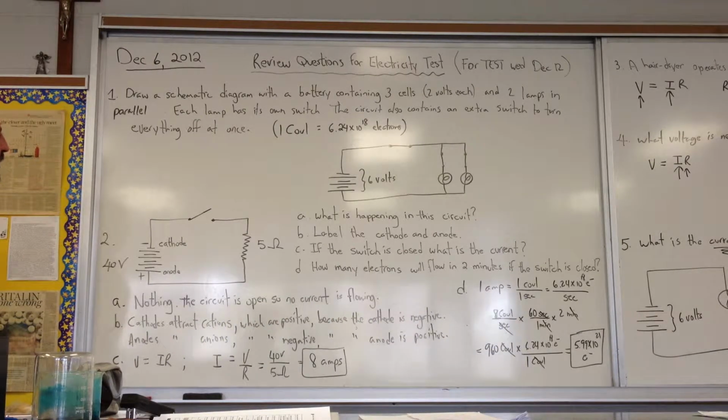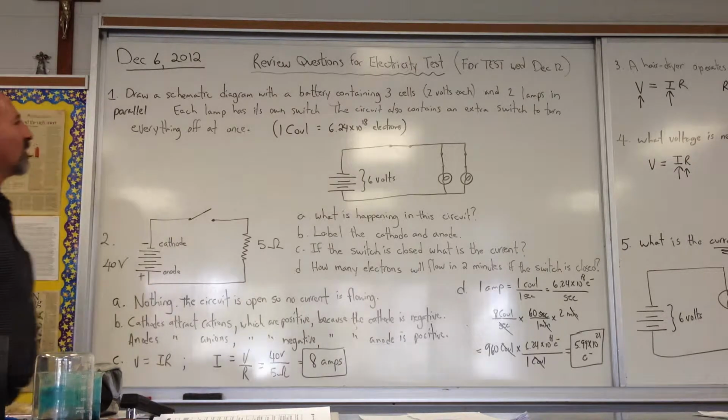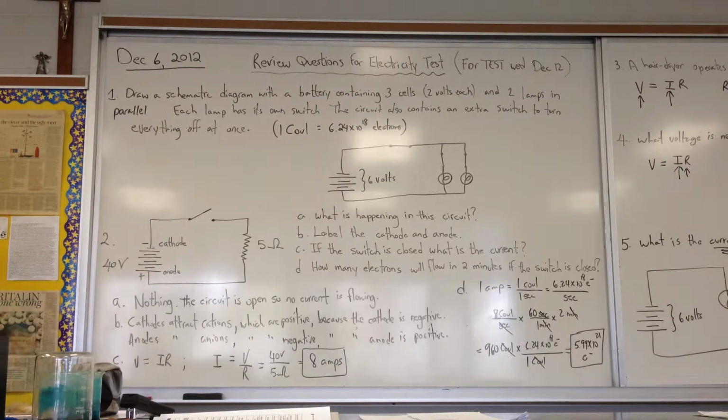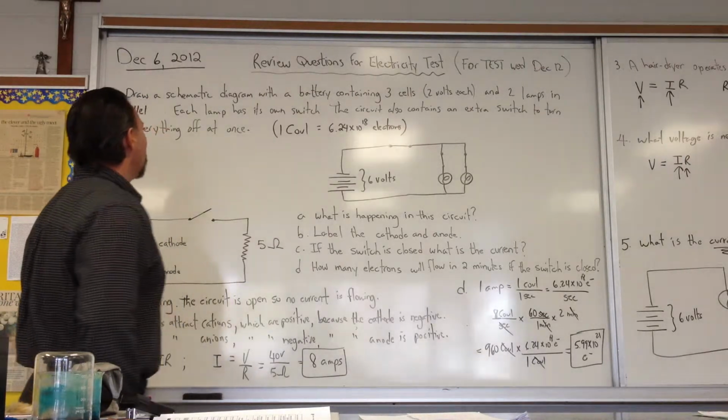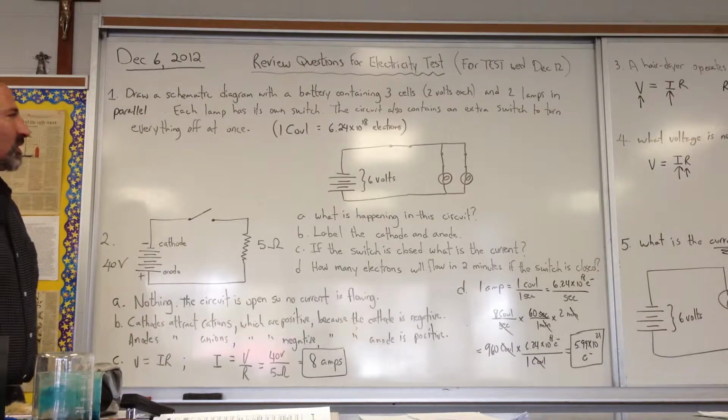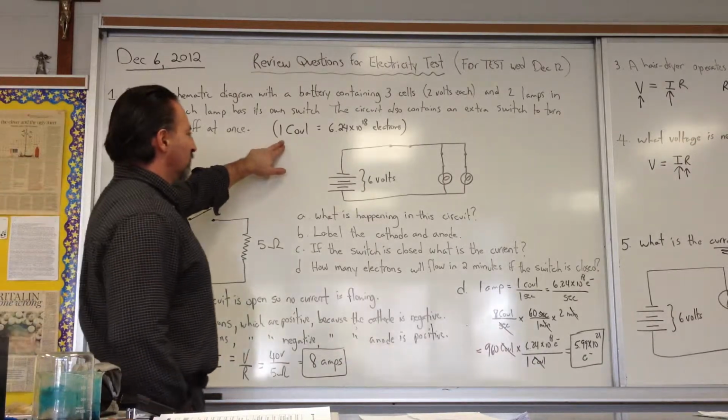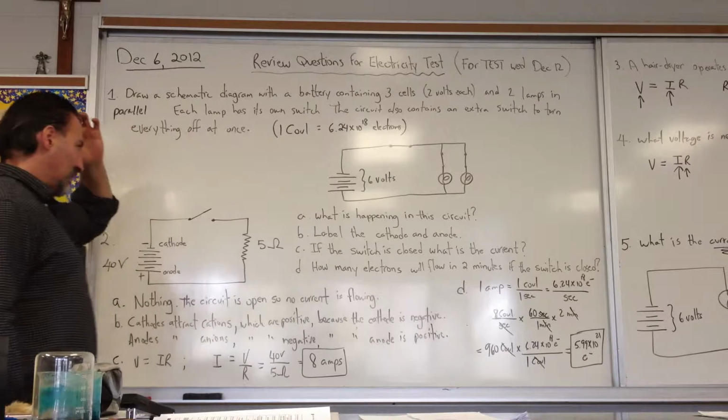First question is, draw a schematic diagram with a battery containing 3 cells, 2 volts each, and 2 lamps in parallel. Each lamp has its own switch. The circuit also contains an extra switch to turn everything off at once. And I've given you a constant that you might use later on for calculation.